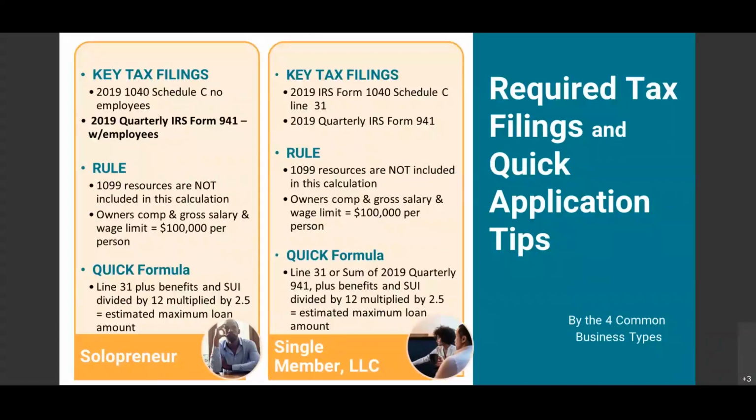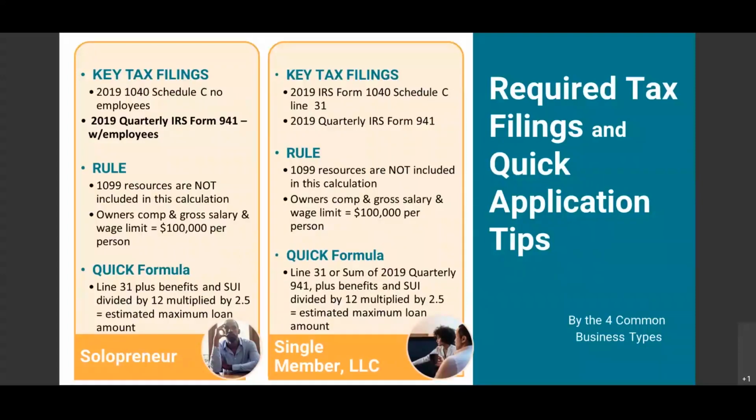The 1099 cannot be included as a part of your gross wage calculation. And also there's a limit on the amount of salary you can claim. The max amount is $100,000. Anything over $100,000 cannot be included in that calculation.